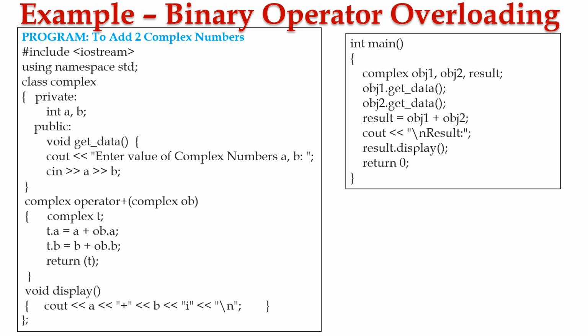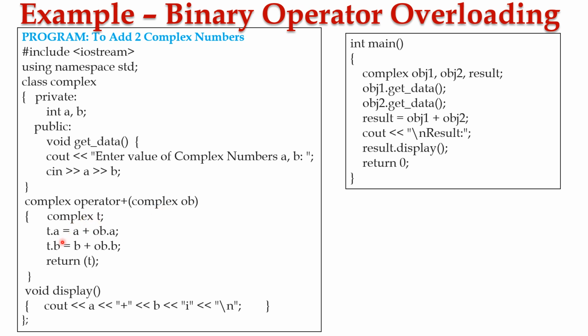The next is the binary operator overloading method. This method returns an object of the Complex class. So the return type is given as Complex, followed by the keyword operator and the operator symbol +, which is used for overloading. We have passed the object ob, which belongs to the class Complex, as an argument to this method. Next, we have created the object t for the class Complex.